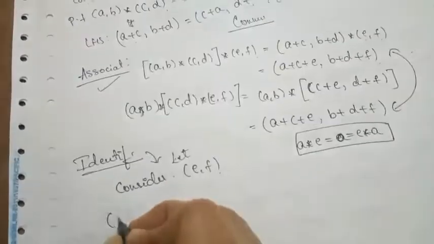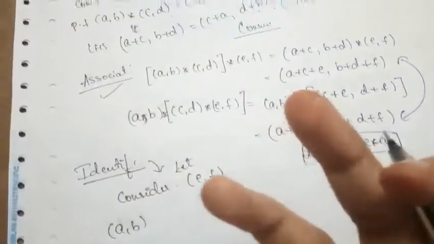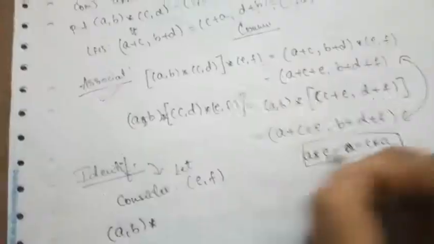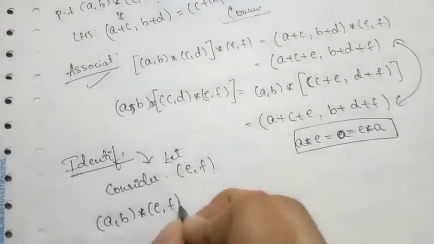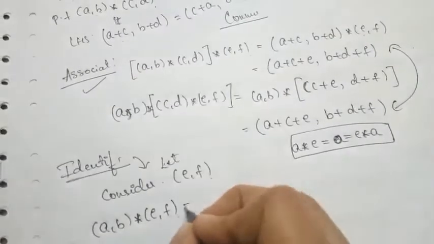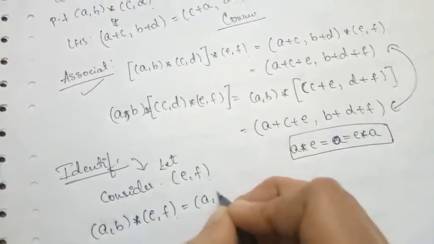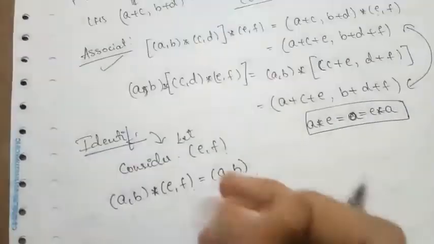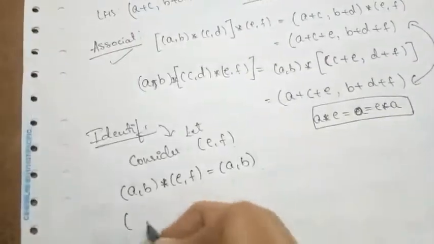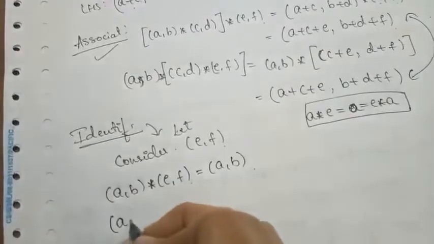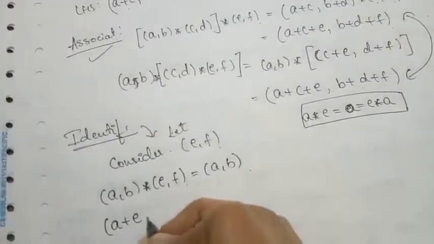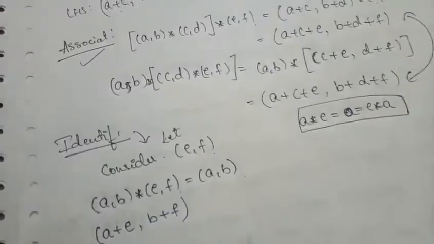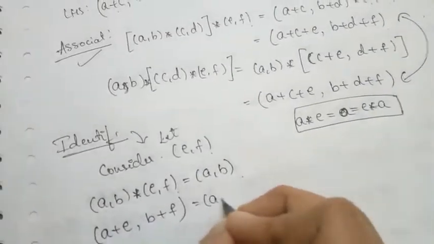So according to the definition, if I consider any ordered pair (A, B) belonging to the Cartesian product N cross N, star identity element (E, F), now we should get what? According to the definition, we should get (A, B) itself back. Now let us solve the LHS. It is nothing but first element from the first ordered pair plus first element from the second ordered pair, then second element from the first ordered pair plus the second element from the second ordered pair. This must be equal to (A, B).